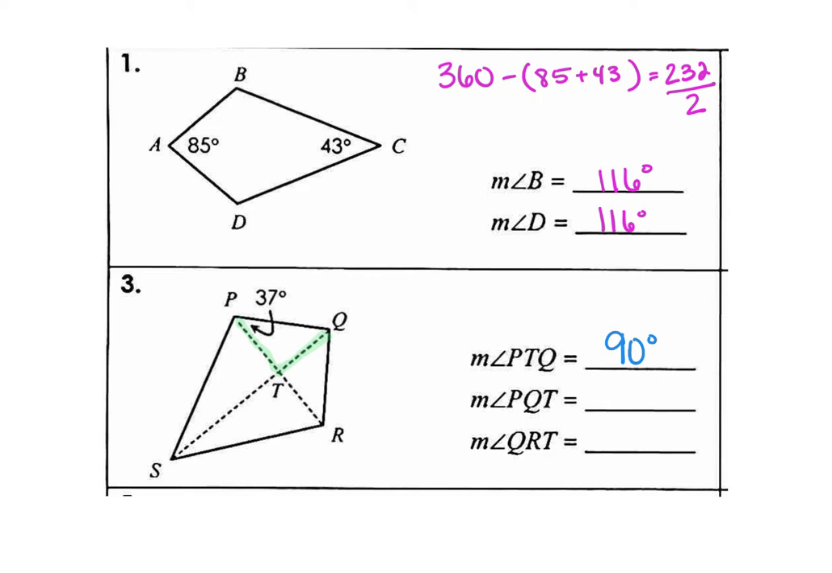The next one they want is PQT. If I know 37 and I know this one is 90 degrees, then I should be able to figure out PQT, which is this one right here. It's the third angle in a triangle, and I have 2 of them. What do triangles add up to? Subtract from what? 180. So if I say 180 minus 90 minus 37, I should get 53 degrees.